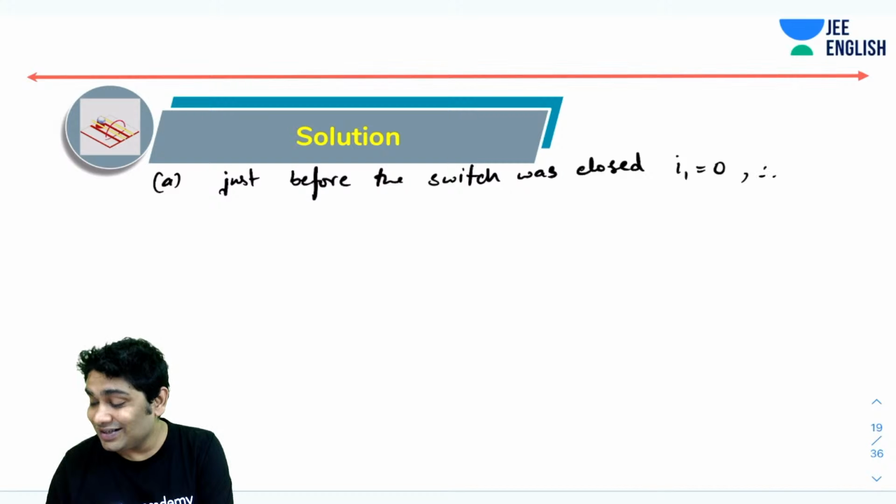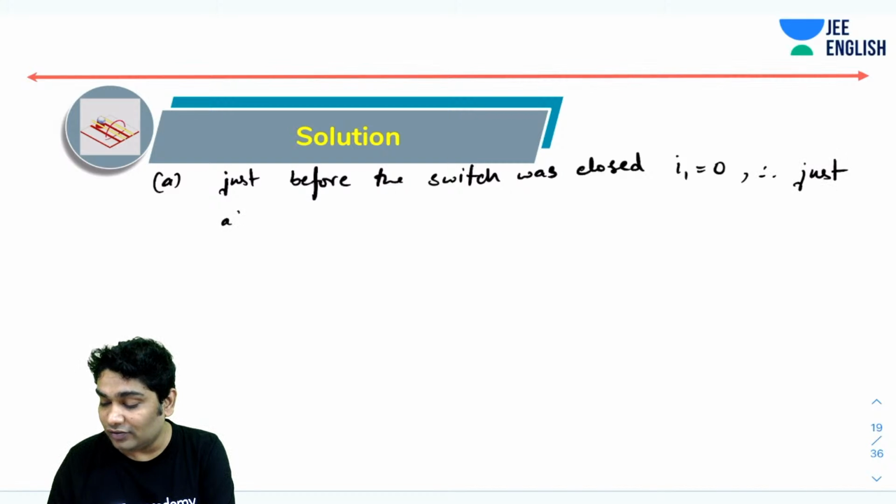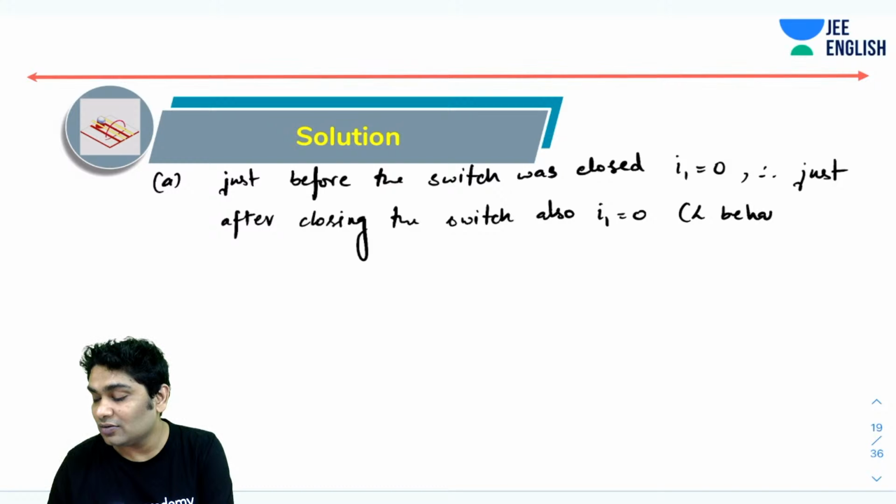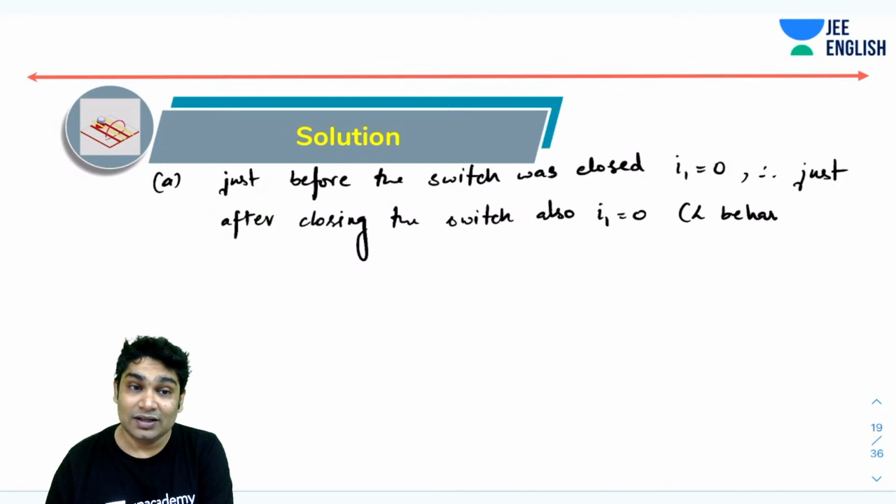Therefore, just after closing the switch, also I1 will be 0. L behaves as infinite resistance. We had discussed this. At t equals 0, an inductor behaves as an infinite resistance.